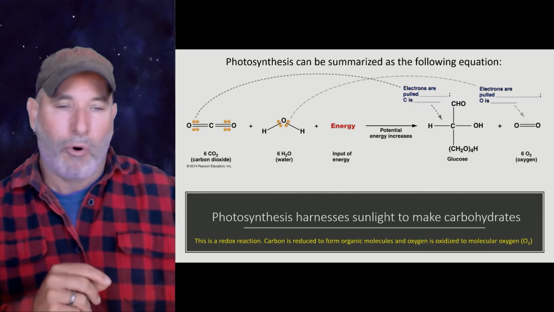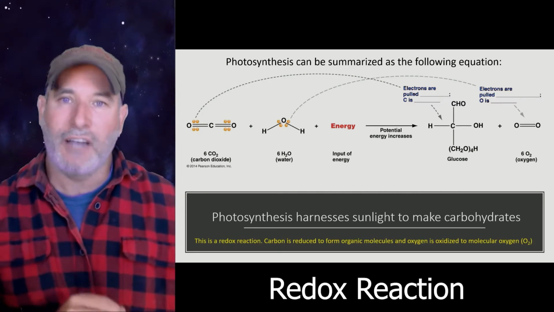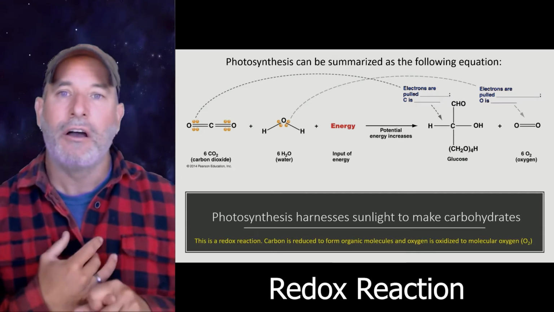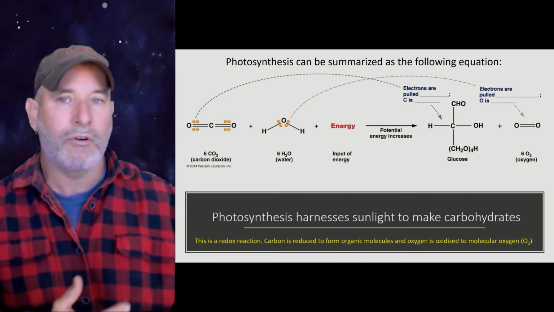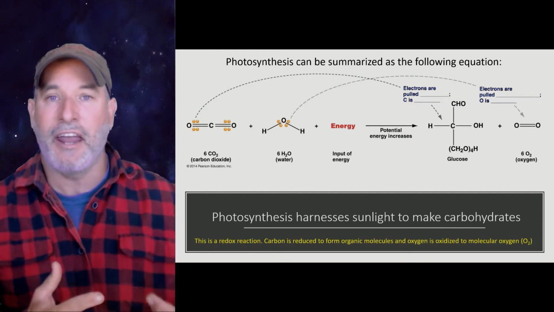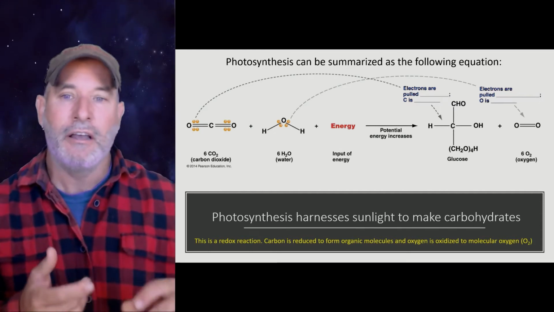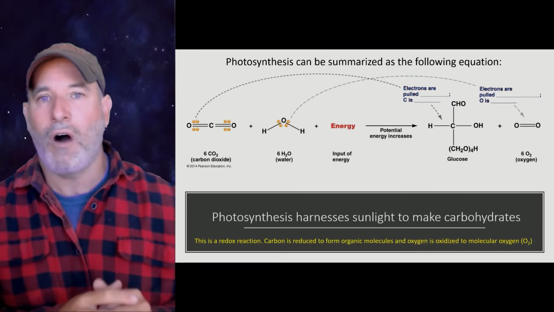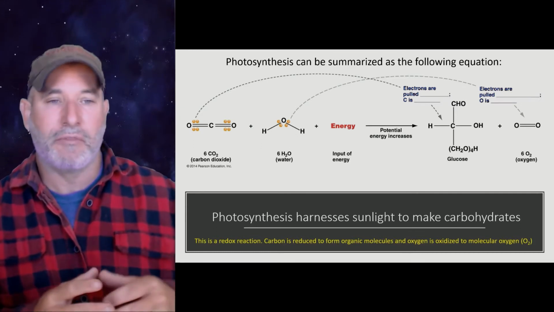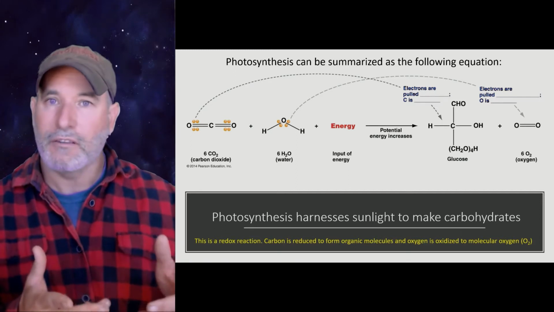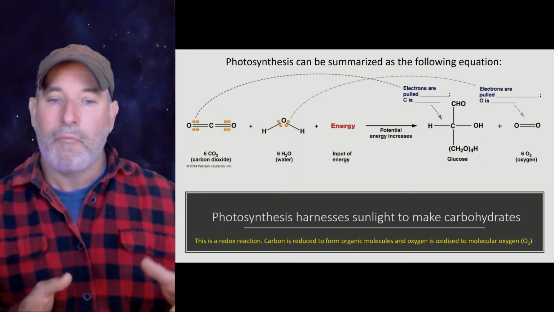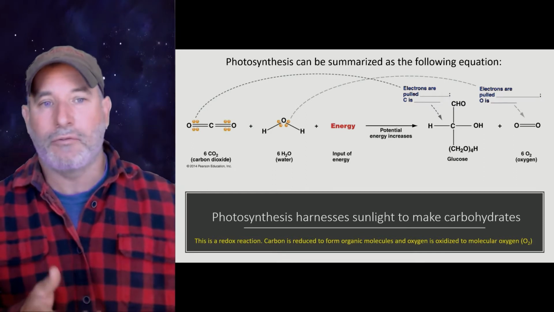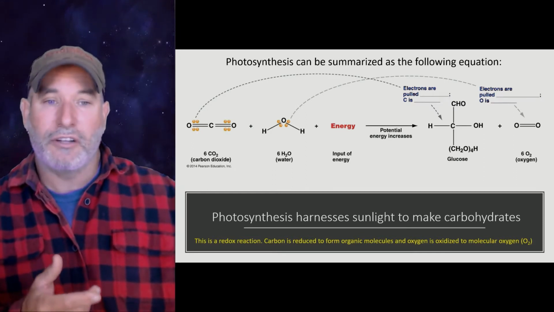Now, this is important because this is a redox reaction, reduction oxidation. In this case, carbon is going to go from an oxidized form to a reduced form. It's gaining electrons. It's like gaining energy. And oxygen, of course, is going to be oxidized from its reduced form in water to an oxidized form as molecular oxygen. So I've already said this, but you need a source of electrons, you need a source of energy. And of course, the source of electrons is from water.